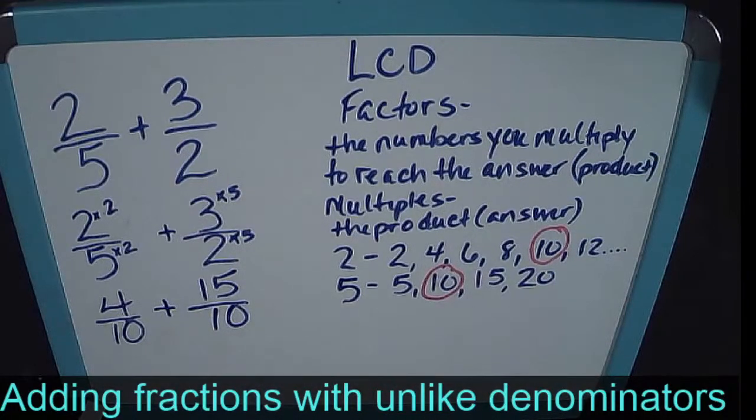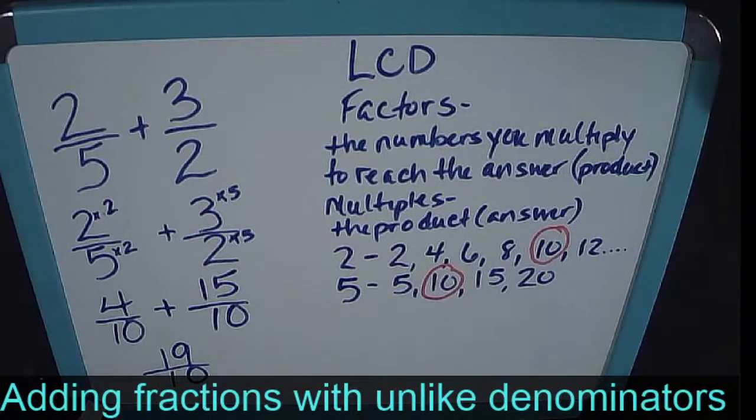So now that both of our fractions have the same denominator, now we can go ahead and add them together. So of course 4 plus 15 is 19. And then you just keep the denominator the same, leave it as 10.